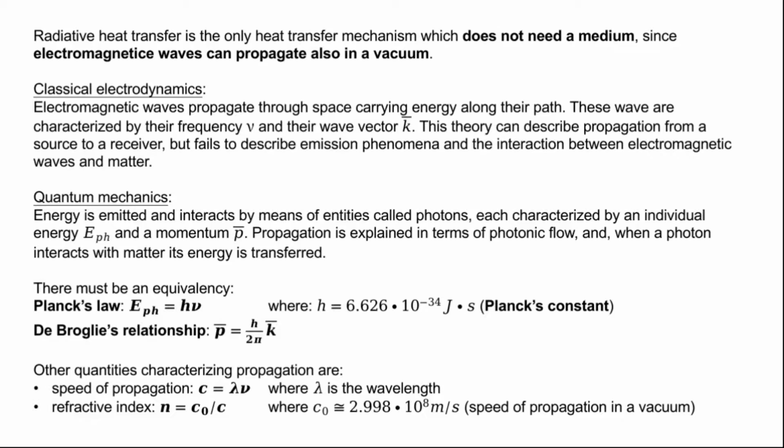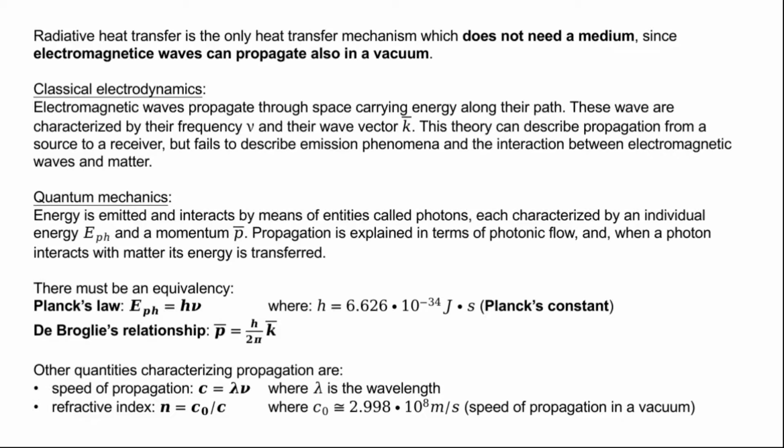Let's start with an introduction on the concept of radiation, and let's have a look at the first physical laws that concern this phenomenon. Radiative heat transfer is the only heat transfer mechanism which does not need a medium, since electromagnetic waves can propagate also in a vacuum. According to classical electrodynamics, electromagnetic waves propagate through space carrying energy along their path. These waves are characterized by their frequency nu and their wave vector k.